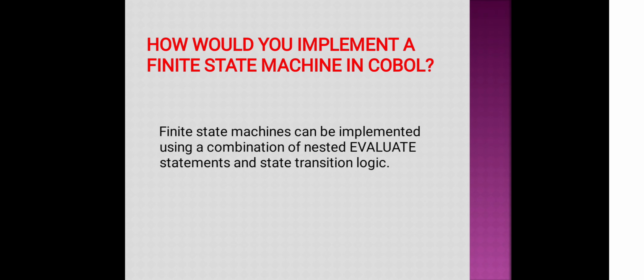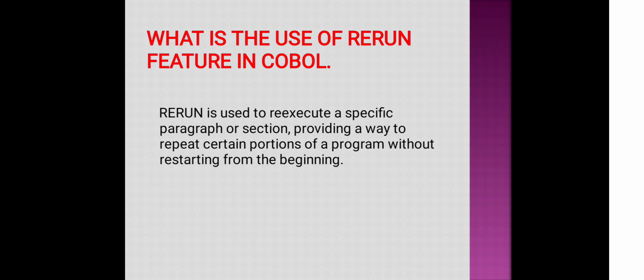How would you implement a finite state machine in COBOL? A finite state machine can be implemented using a combination of nested EVALUATE statements and state transition logic. What is the use of the RERUN feature in COBOL? RERUN is used to re-execute a specific program or section, providing a way to repeat a certain portion of a program without restarting from the beginning.